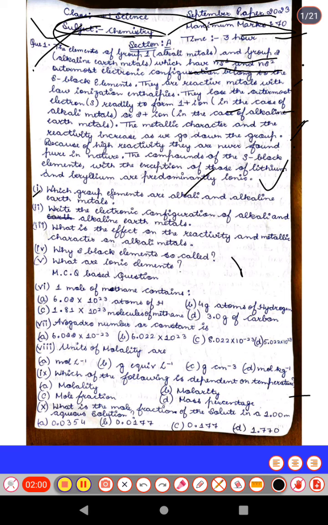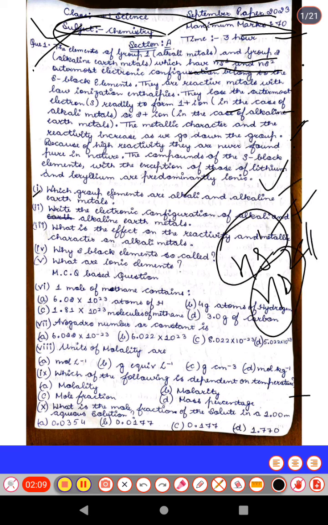In the case of alkali metals it is the ns1 electronic configuration and for alkaline earth metals it is the ns2 electronic configuration. This is the first group and this is the second group of elements. Next is: what is the effect on the reactivity and metallic character of the alkali metals? The metallic character and the reactivity increase as we go down the group.